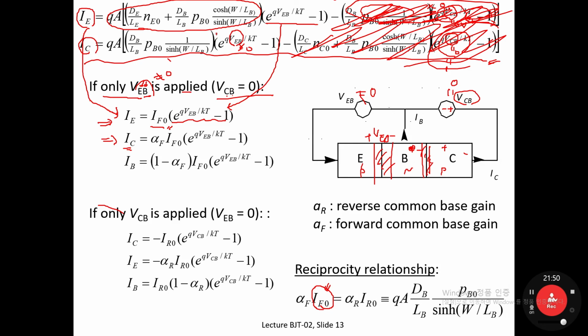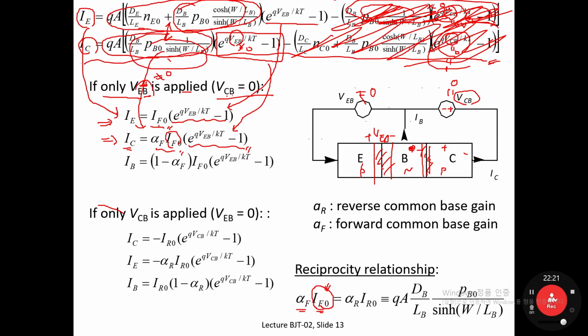This part has been rewritten again here as alpha f times IF naught. How come IF naught has popped up again? Well, take a look at this equation, up and down one. Looks very similar, right? Even this guy and that guy are very similar, right? So alpha f times IF naught.